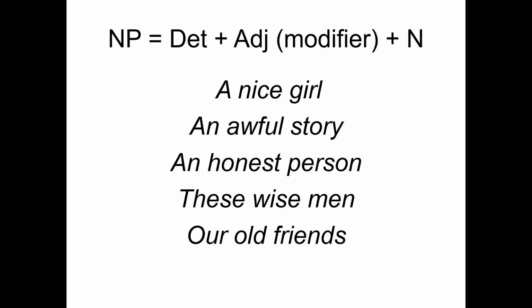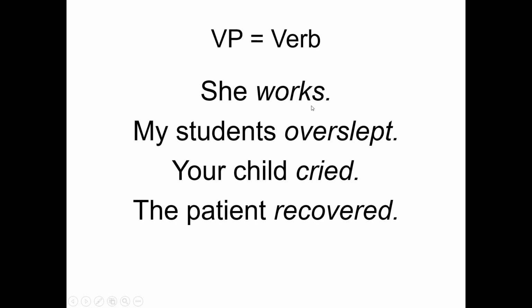And in a more complex noun phrase, you may have a determiner: a, an, these, our, and then you have an adjective: nice, awful, honest, wise, old, and then you have a noun: girl, story, person. So these are more complex noun phrases. And now let's talk about verb phrases.